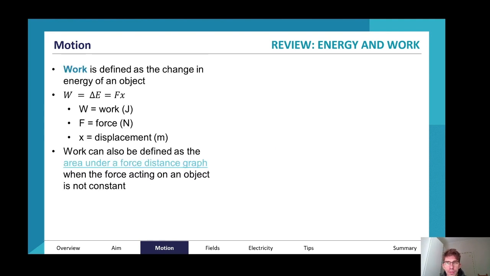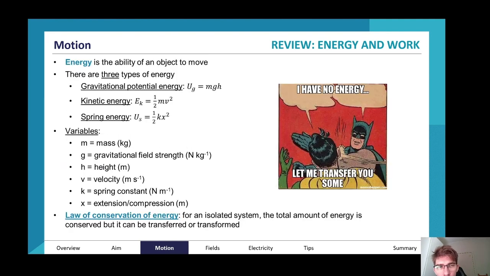motion, and specifically let's talk about energy. There are three different types of energy: gravitational potential energy, kinetic energy, and spring energy. Gravitational potential energy is calculated by using mass multiplied by g multiplied by h. Kinetic energy is half mv squared, and spring energy is half k delta x squared. The variables are mass in kilograms, gravitational field strength, height, velocity, spring constant, and extension.